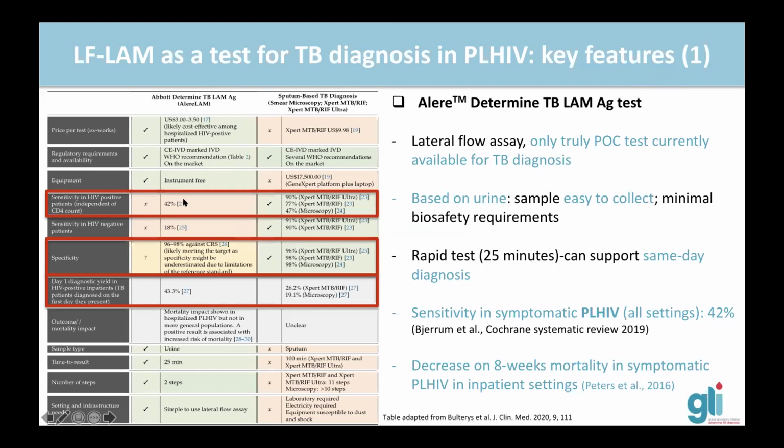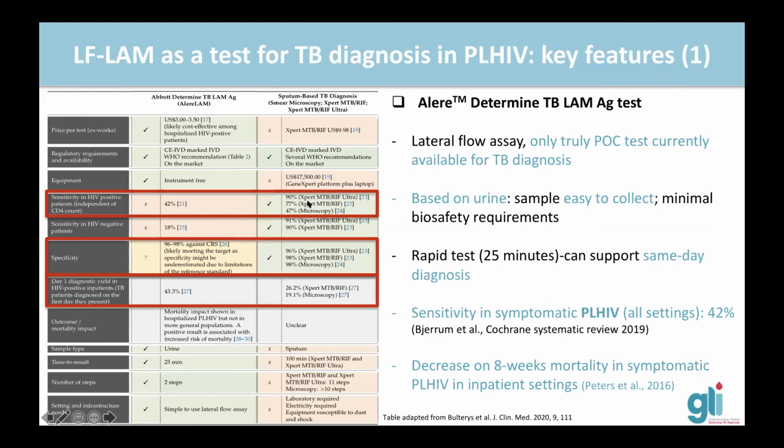When it comes to sensitivity, we will discuss this in greater detail in the next slide, but I wanted to highlight here that, as Kathleen mentioned, the sensitivity is higher in the population living with HIV. Here you can see the sensitivity in symptomatic people living with HIV, all settings. The reported pooled sensitivity is 42% versus 18% in the HIV-negative population.